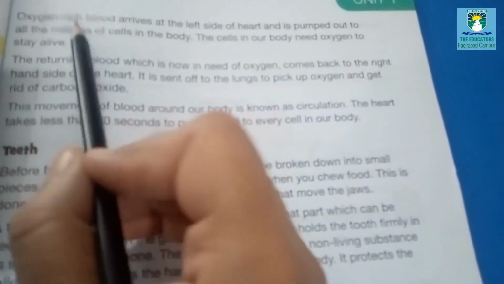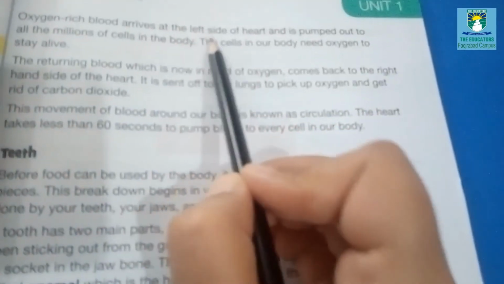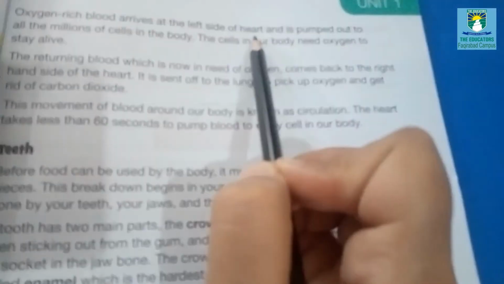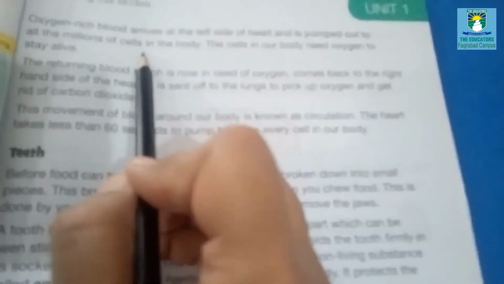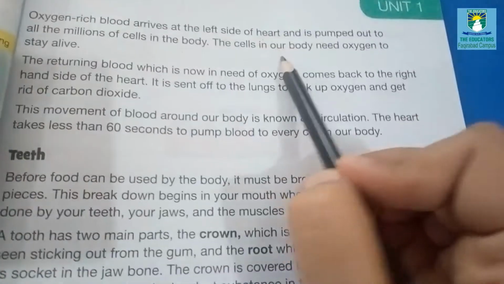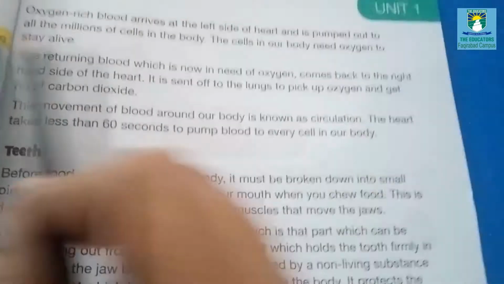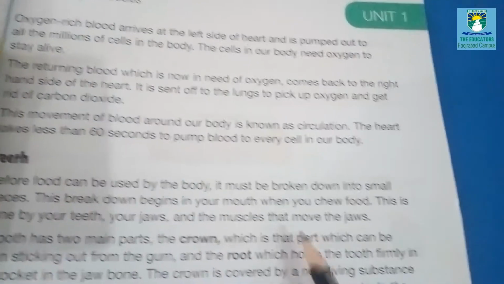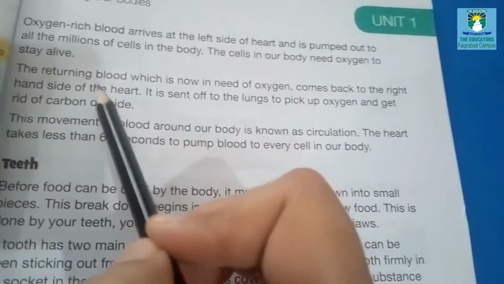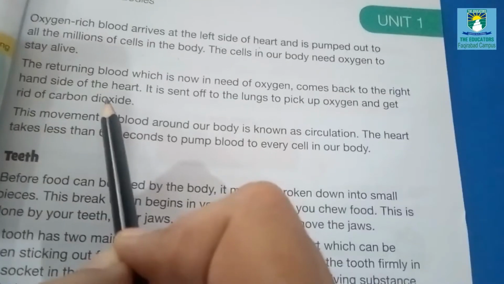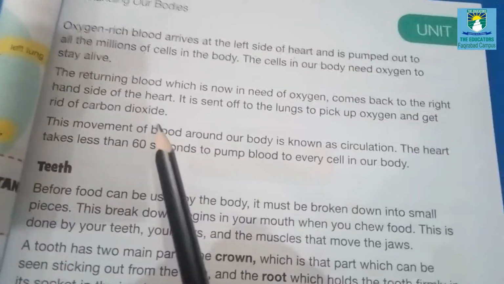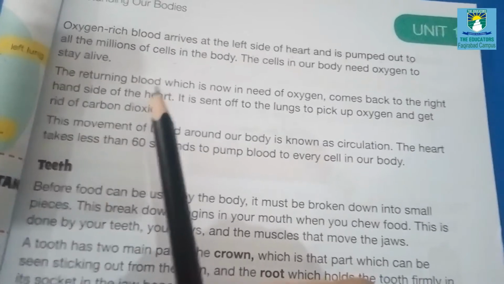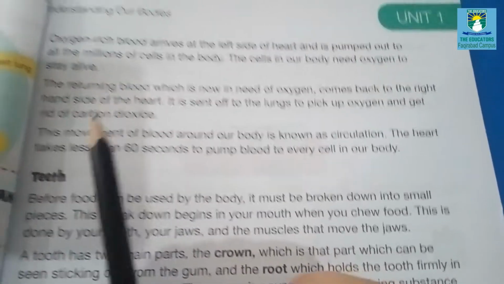Come to the next page, page number 5. Oxygen-rich blood arrives at the left side of the heart and is pumped out to all the millions of cells in the body. The cells in our body need oxygen to stay alive.